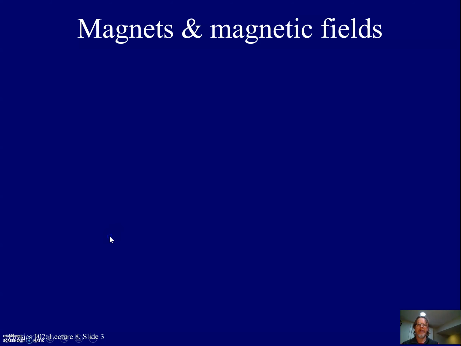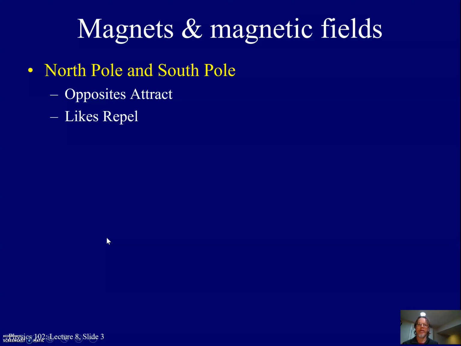So first of all, magnets, and what are they? You have a north and you have a south pole. Opposites attract, of course. Likes repel. That sounds like the electric thing almost. And we're going to use magnetic field in terms of B. We use electric field in terms of E. We're going to use magnetic field in terms of B today.